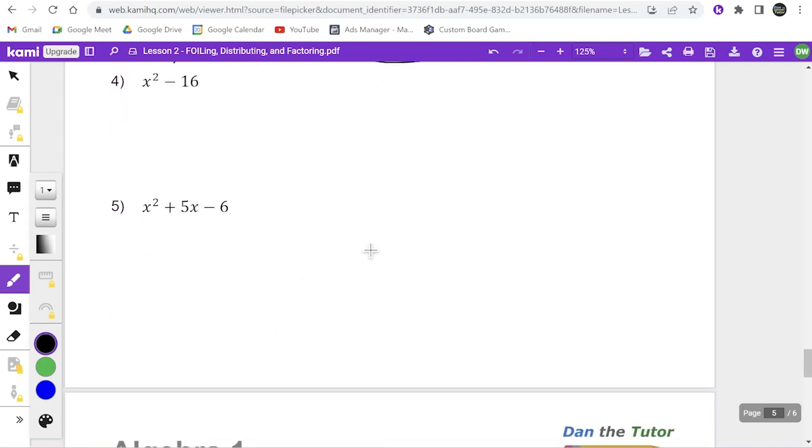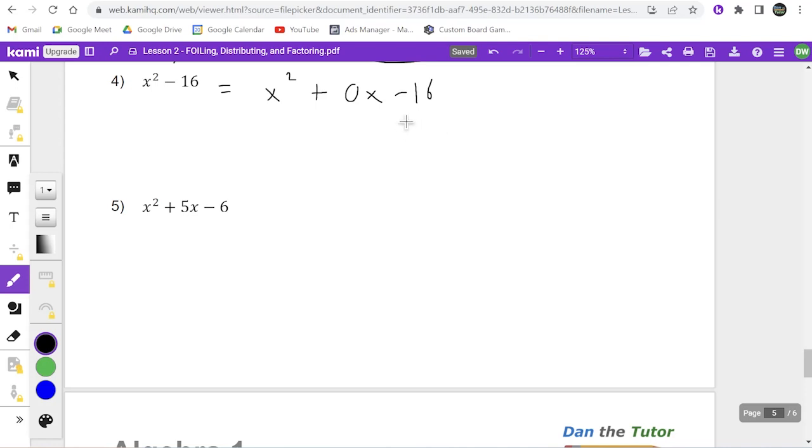Now on to number 4. Number 4 is interesting. X squared minus 16. What do we do for this one? Well, I'll tell you. The first thing you should do is recognize the fact that this is missing something. It's missing the middle term, right? It's missing your b. It's not really missing, it's just 0. Like you've got x squared plus 0x minus 16. And now the problem is exactly the same as we've been doing.